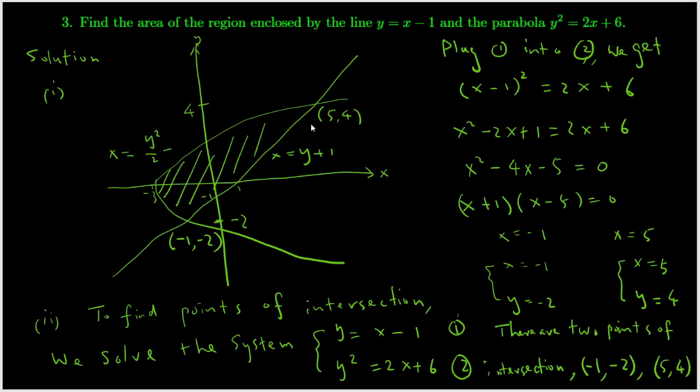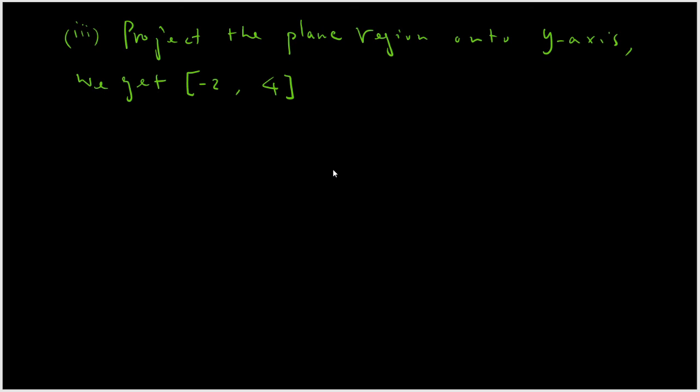Lastly, the plane region now can be viewed as a region with the left boundary. The left boundary has the equation x equals half of y squared minus 3. The right boundary has the equation x equals y plus 1. I will give a description of the plane region before I apply the formula.